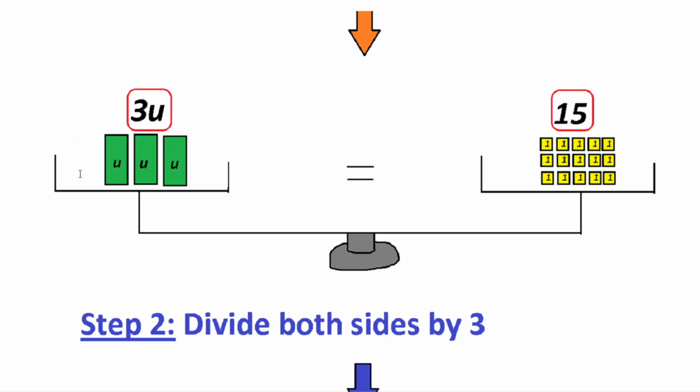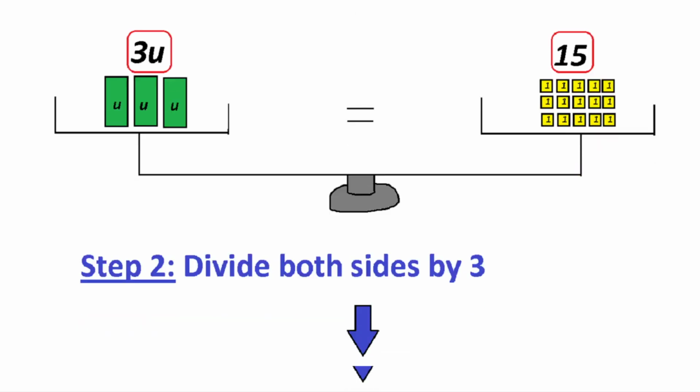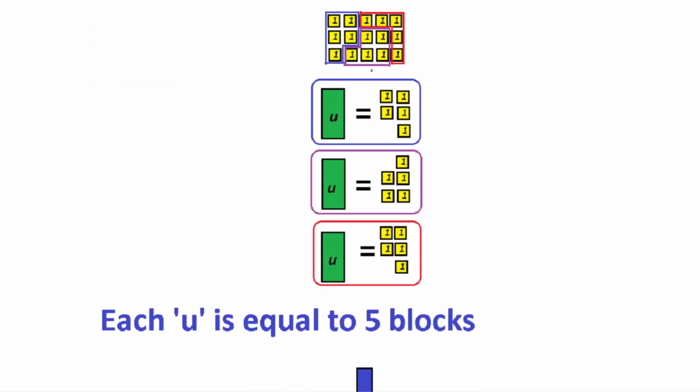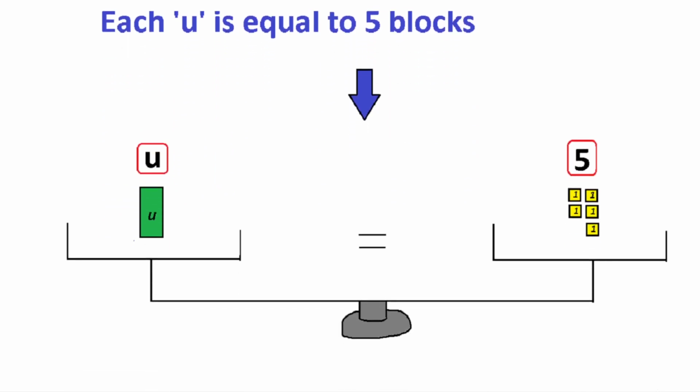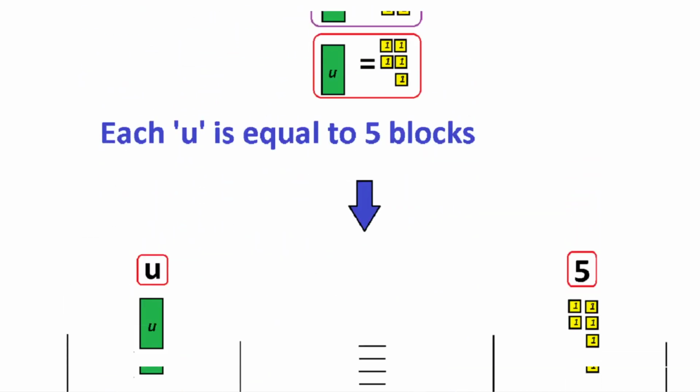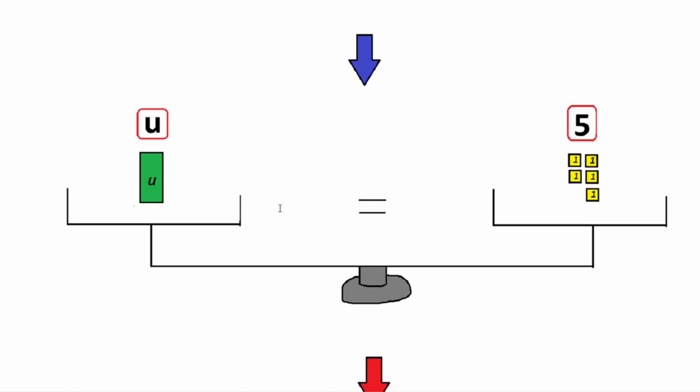Or if you want to think about it with weight, we figured out that if this side is 15 pounds and it's equal to this side, it's equal to 3 times some number, well, we know that each block would have to be 3 times 5. Sorry, each block would have to be 5 pounds because 3 times 5 is 15. So that's what we're doing. We split each one, and that leaves us with just u. So u is equal to 5 blocks.